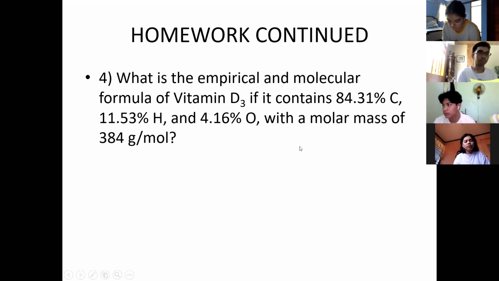How about the last one? What is the empirical and the molecular formula of vitamin D3 if it contains 84.31% carbon, 11.53% hydrogen, and 4.16% oxygen with a molar mass of 384 grams per mole? You try. Let's see if your answers are correct.